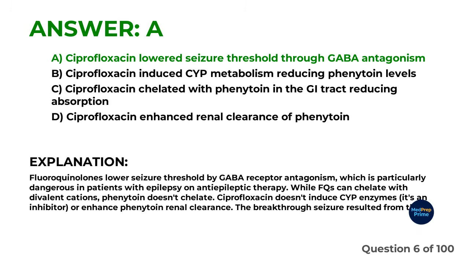Correct answer, A. Fluoroquinolones lower seizure threshold by GABA receptor antagonism, which is particularly dangerous in patients with epilepsy on antiepileptic therapy. While FQs can chelate with divalent cations, phenytoin doesn't chelate. Ciprofloxacin doesn't induce CYP enzymes, it's an inhibitor, or enhance phenytoin renal clearance. The breakthrough seizure resulted from the proconvulsant effect of ciprofloxacin, not from reduced phenytoin efficacy.